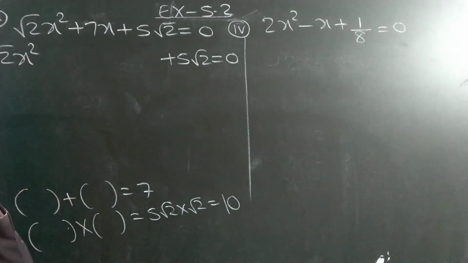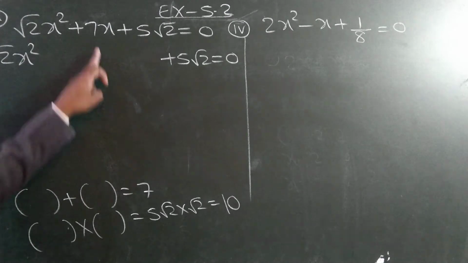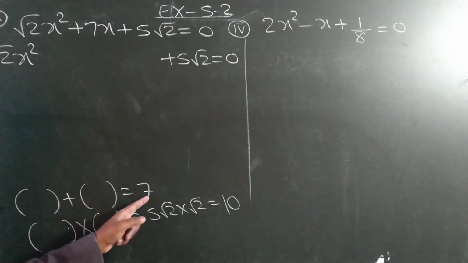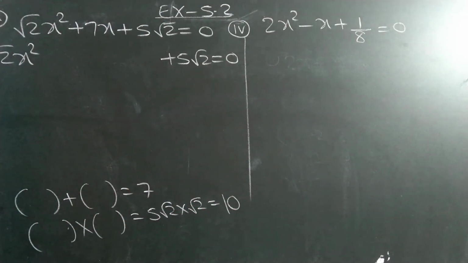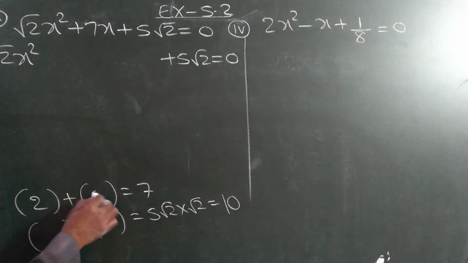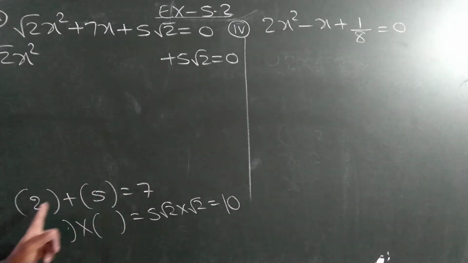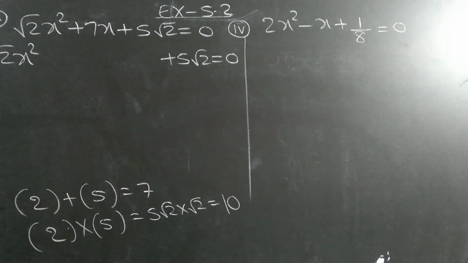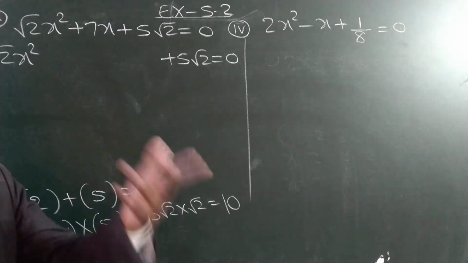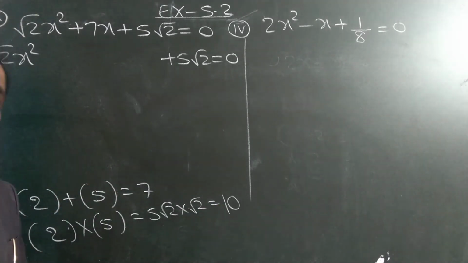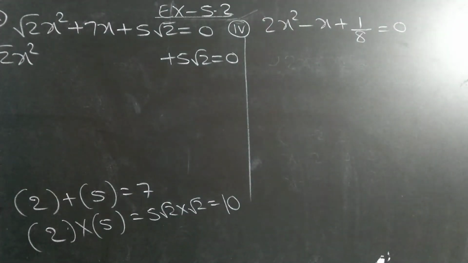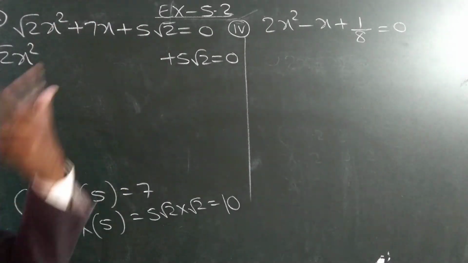Now tell me two numbers. Sum should be 7, product should be 10. What are the numbers? 2 and 5. 2 plus 5 is 7, 2 into 5 is 10. Like this we can do. Otherwise, the formula method also we can apply, but I did not explain the formula method yet. I will explain later. The formula method will be easy. If there is confusion like this root 2, use the formula method.